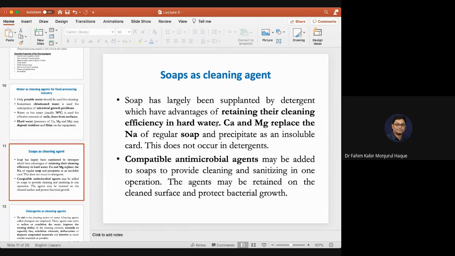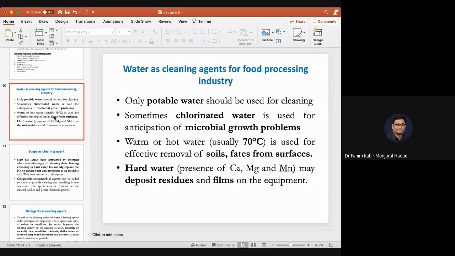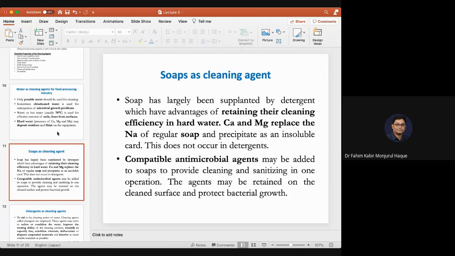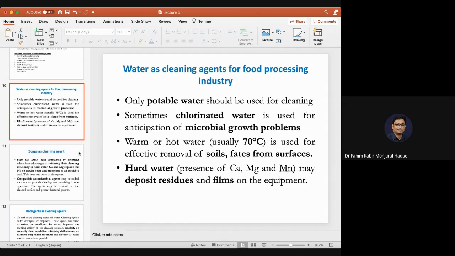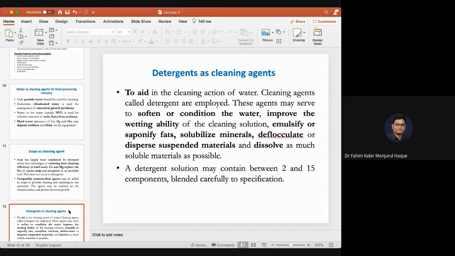Instead, detergents are used because detergents don't have the problem with soap. I mean, detergents don't react with the hard water. So if we use detergent, we can easily use the water. We cannot avoid water. I mean, water is everything, so we must use water. But in that case, if we use soap, soap will react with the hard water. But detergents don't react with the hard water. So that means if we can use detergent, that will be best.